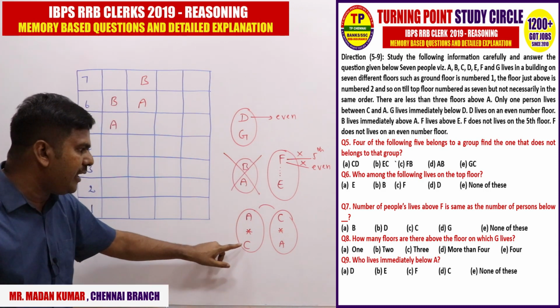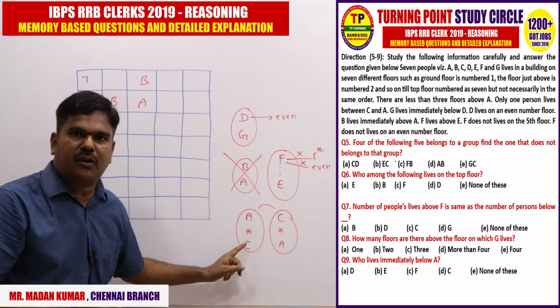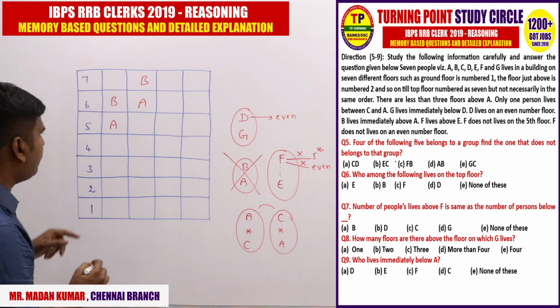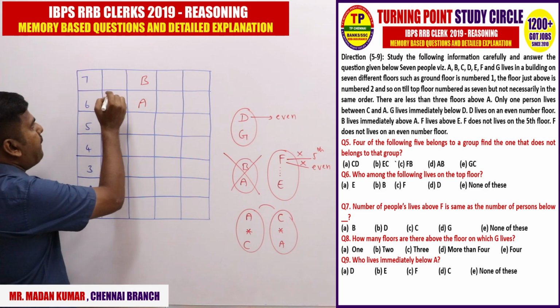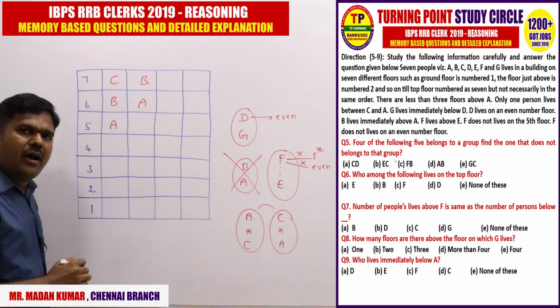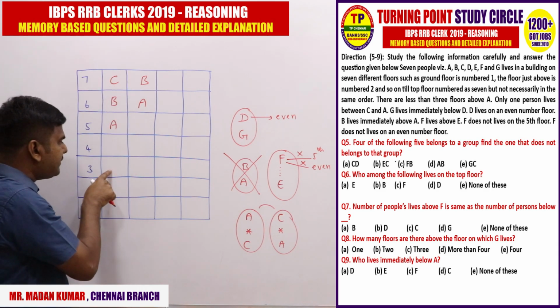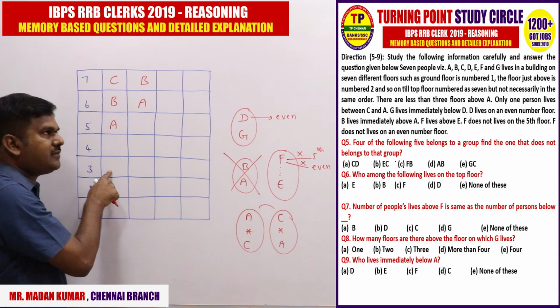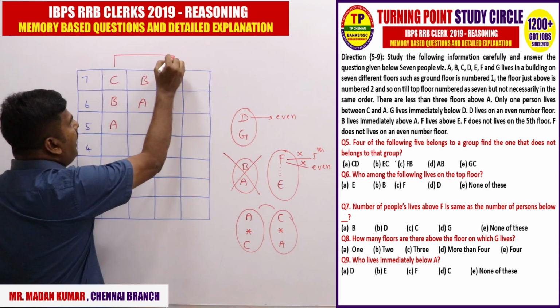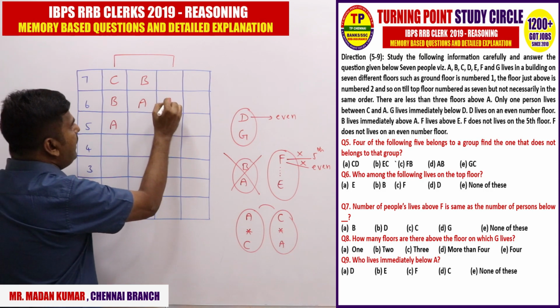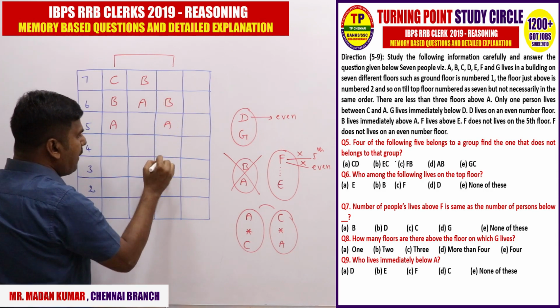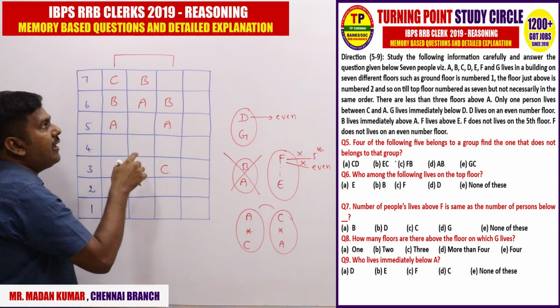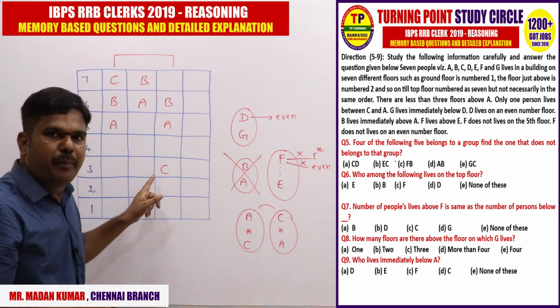If you see that between A and C, one floor gap is there. So if you take this one, A, gap is there, C can be here. Or if you see that one gap, C can be here also. That possibility is also there. So we are going ahead with B and A, one gap, C is there. So we are going ahead with one more possibility.